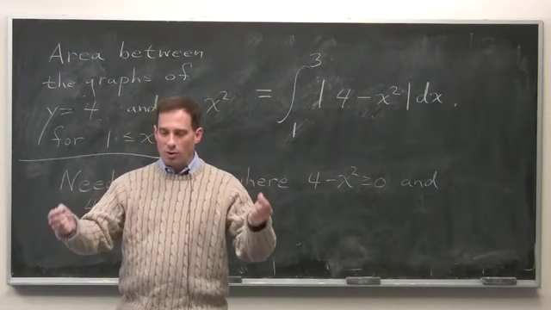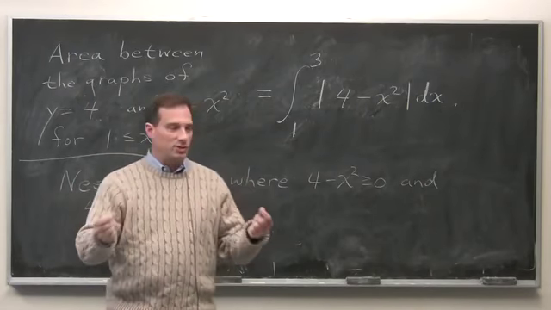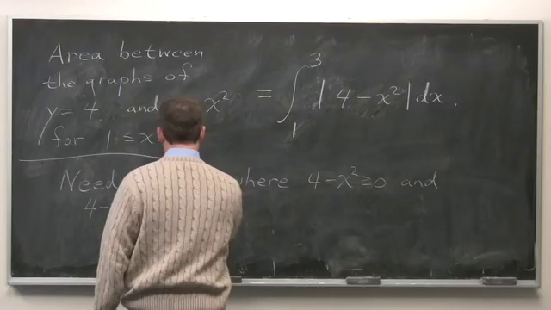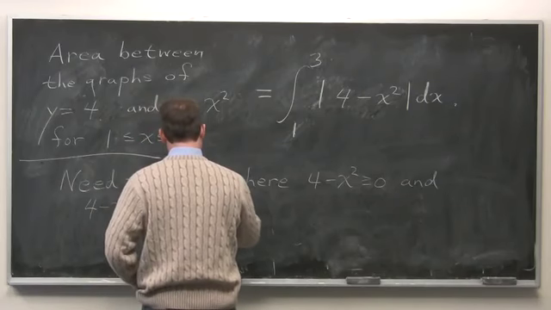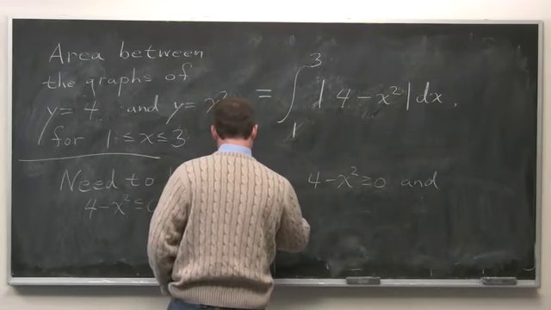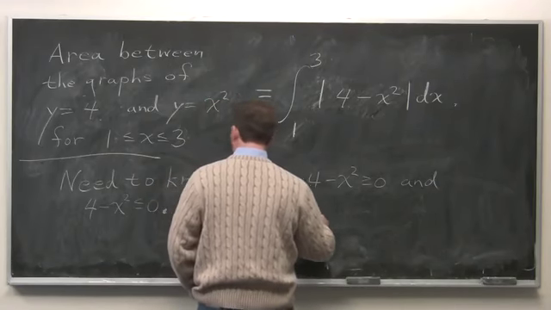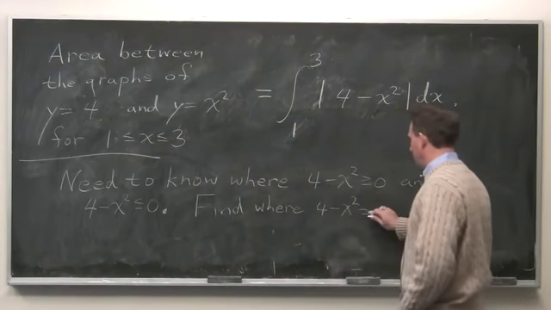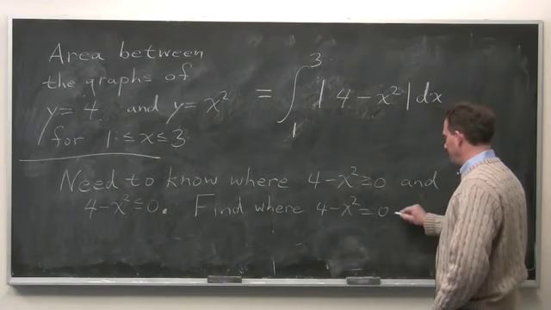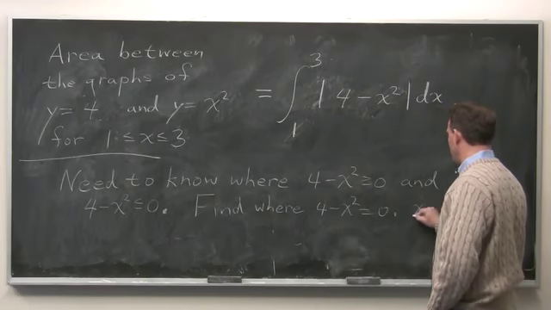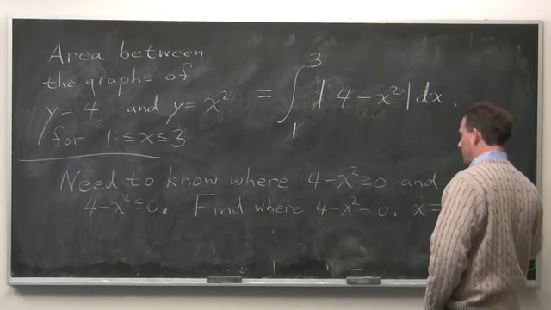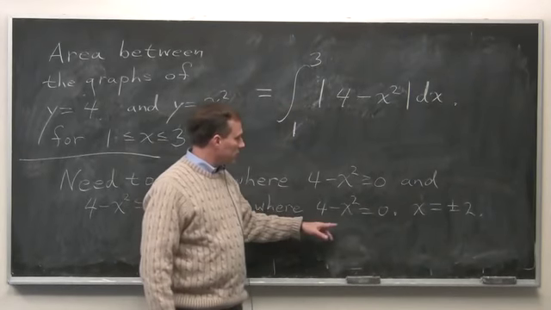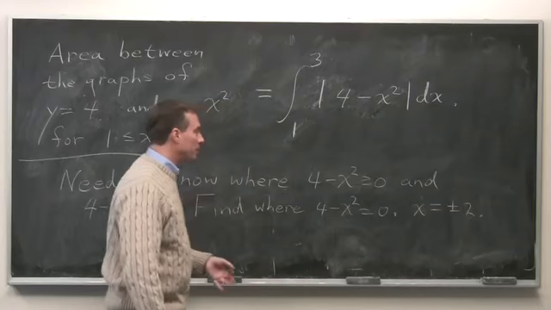You find out where it's 0, and then you check the regions in between the zeros and see whether the function's positive or negative. So you find where 4 minus x squared equals 0. Well, we know where that happens. That's where x is plus or minus 2. It's where the graphs intersect, the x-coordinates where the graphs intersect. But you can just solve this. It says x squared equals 4, so x is plus or minus 2.